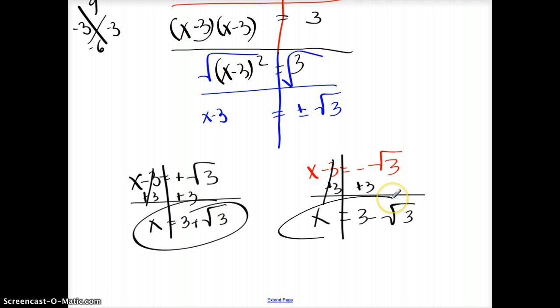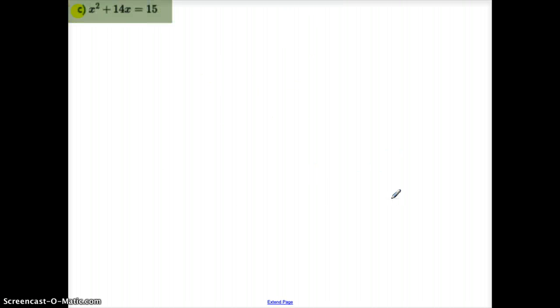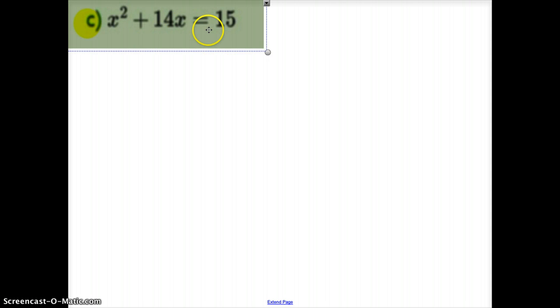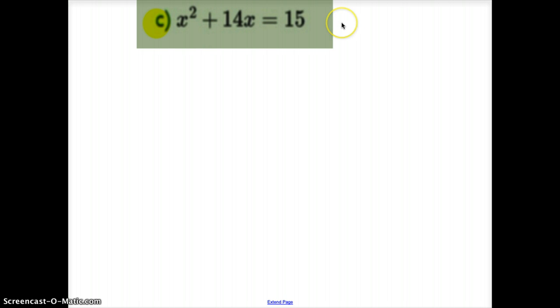Okay, so C. Question C. There's a space in your paper for this. Okay, now what you'll notice is I don't have to move that C value. There is no C value there. Okay, there is nothing here. So I'm going to skip to around step 4. Okay, and I'm going to get this B value.